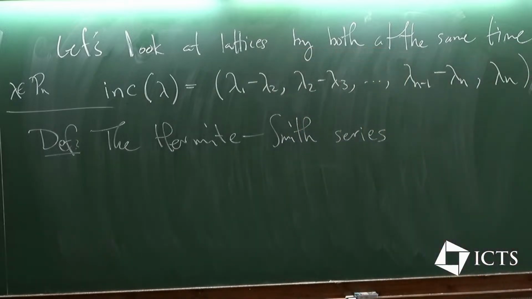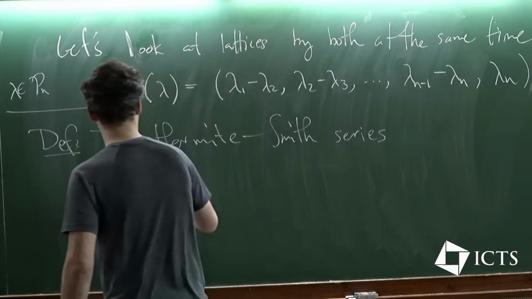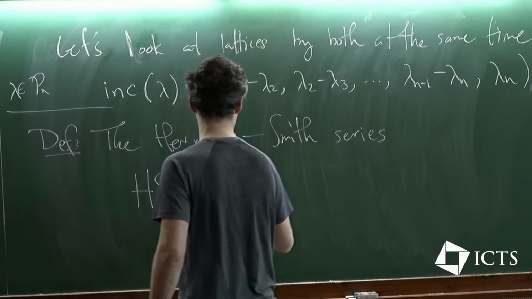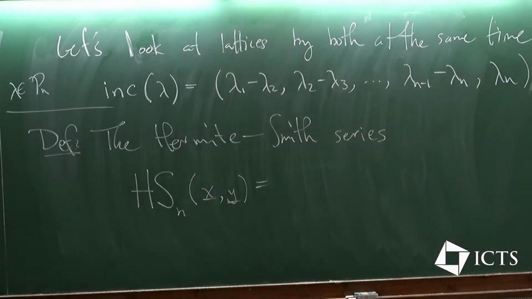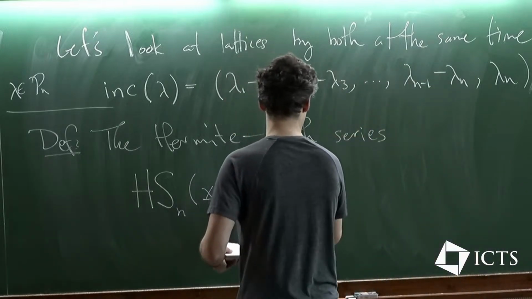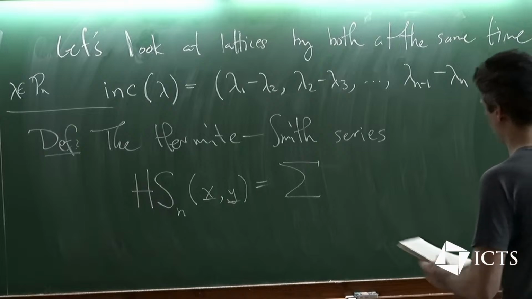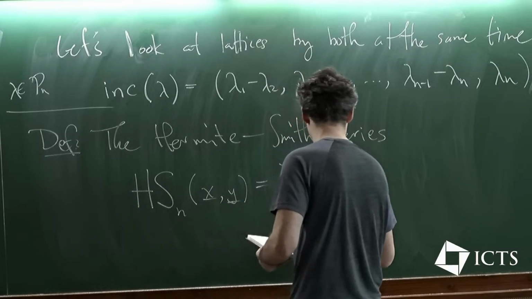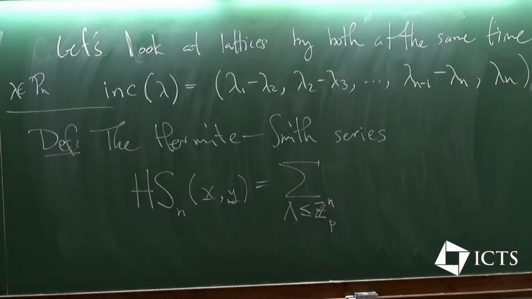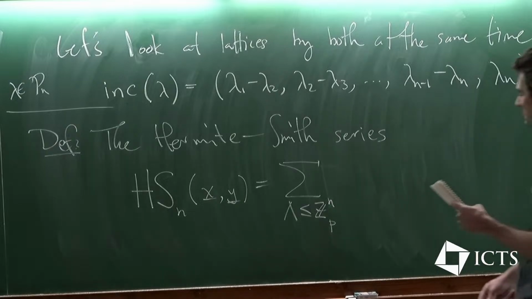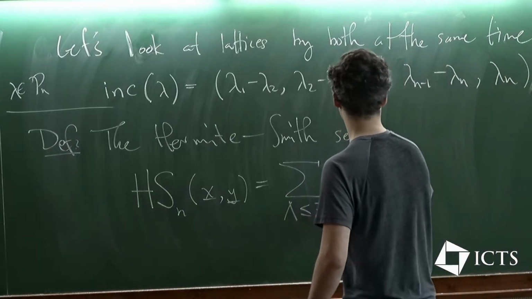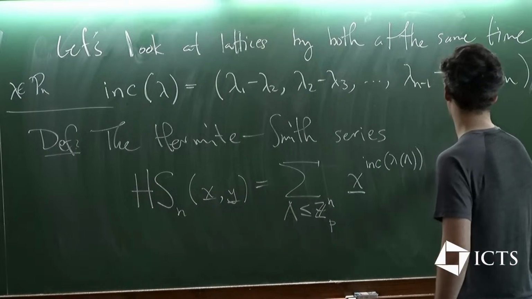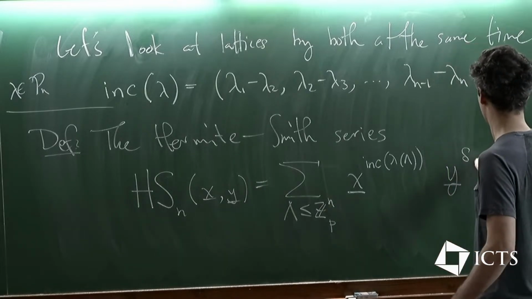The Hermite-Smith series, the thing I want to talk about here, is as follows. H_S sub n, and I'm going to have a number of variables. I'll describe that in a second. Lowercase x, lowercase y. This is going to be, that's an n and that's a p. Lattices in Z_p to the n, x to the lambda, y. Oh, and I didn't mention this.